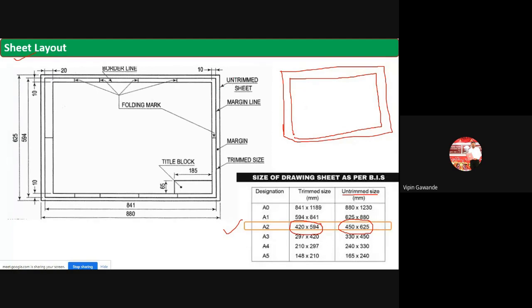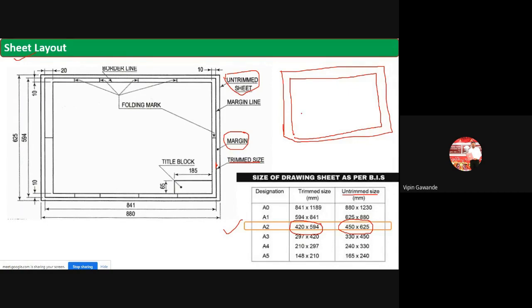Here you see this one. This is the untrimmed sheet. Untrimmed sheet means the sheet that comes with the bigger dimensions. Then inside this is the trim size. Trim size means this one, 420 by 594. And the space between this untrimmed sheet and the trim sheet is called the margin. So what is margin? Margin is the space between the untrimmed sheet and the trim sheet.